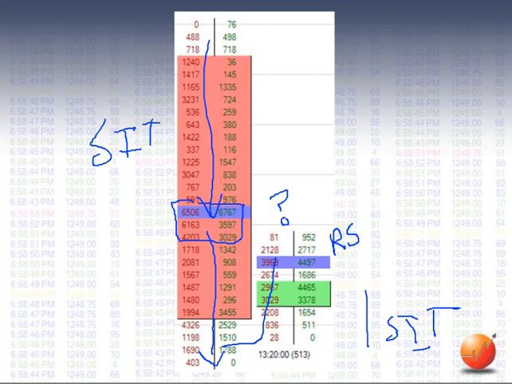This is a strong move down. It found some support, broke down, and then on the way back up, the seller came in and said, it's going. This is ours.